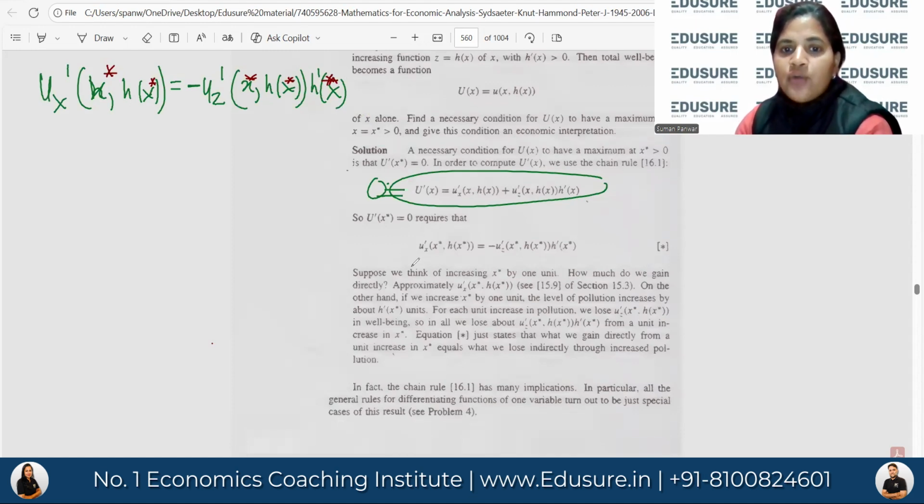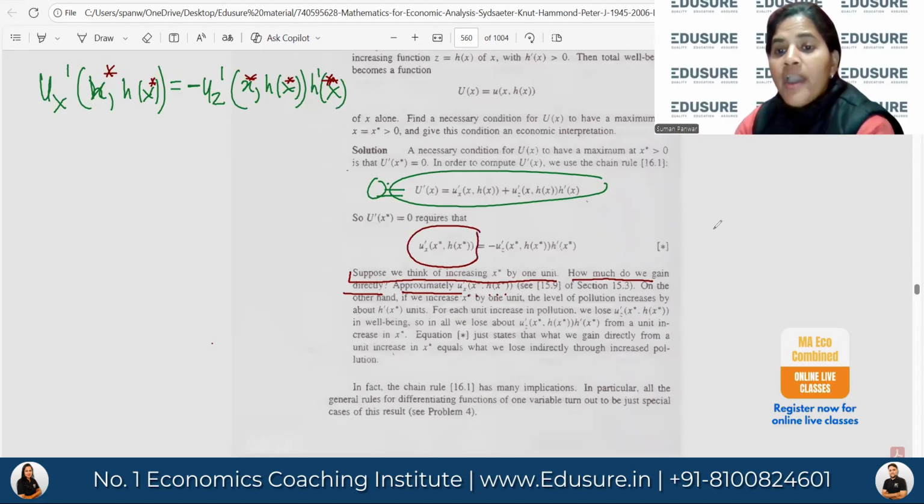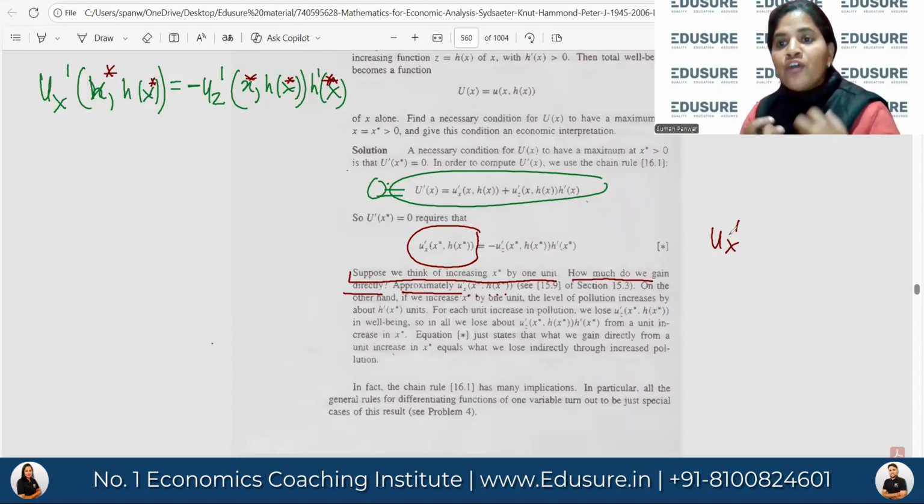Now let us try to understand. Suppose we think of increasing x star by 1 unit. How much do we gain directly? Approximately ux dash x star hx star. Obviously, this is what we told. ux dash represents the level of well-being of a society increasing when x is increasing by 1 unit. So this is the measure of how much we gain, how much the level of well-being of a society increases when x changes by 1 unit.